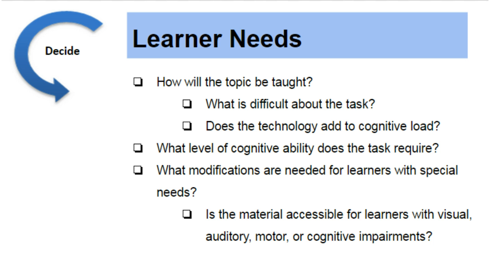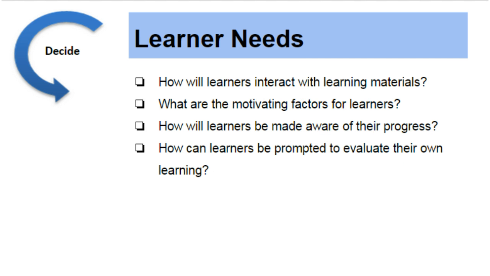Next, what level of cognitive ability does the task require? According to Bloom's taxonomy, learners will acquire more by applying new knowledge instead of simply reciting facts. It's critical to also consider learners with special needs. Even if you don't have anyone with visual, auditory, motor, or cognitive impairments now, you may in the future. Plus, providing accommodations for them will actually benefit all learners.